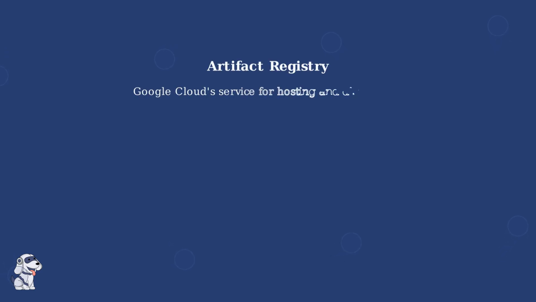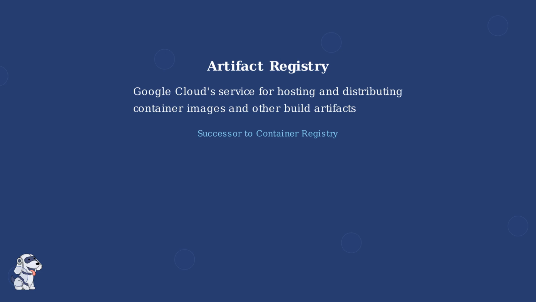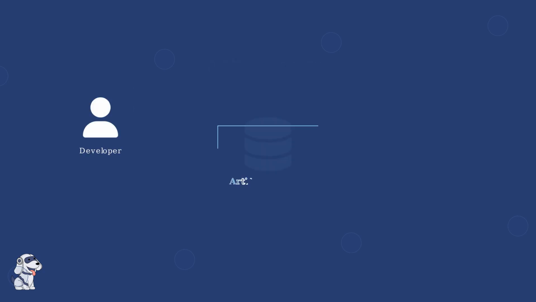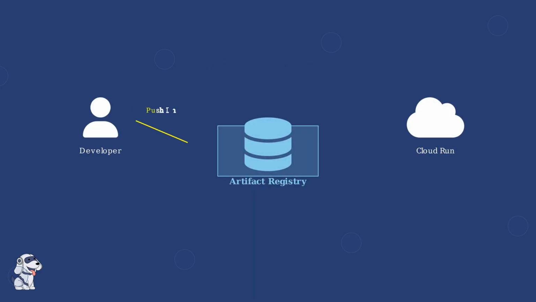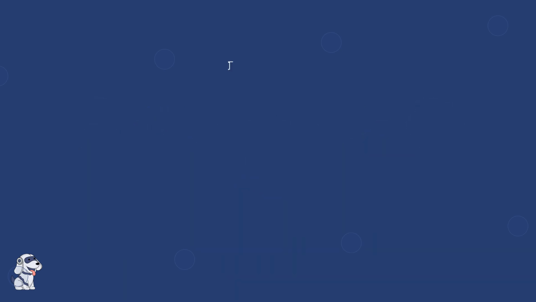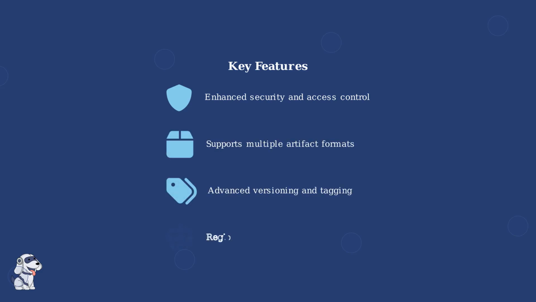Artifact Registry is Google Cloud's modern service for hosting and distributing container images and other build artifacts. It serves as the successor to the older Container Registry service. Here's how Artifact Registry fits into your development workflow. Developers push their container images to Artifact Registry, which then serves as the central repository for deploying to services like Cloud Run. Artifact Registry provides several key advantages over the older Container Registry.